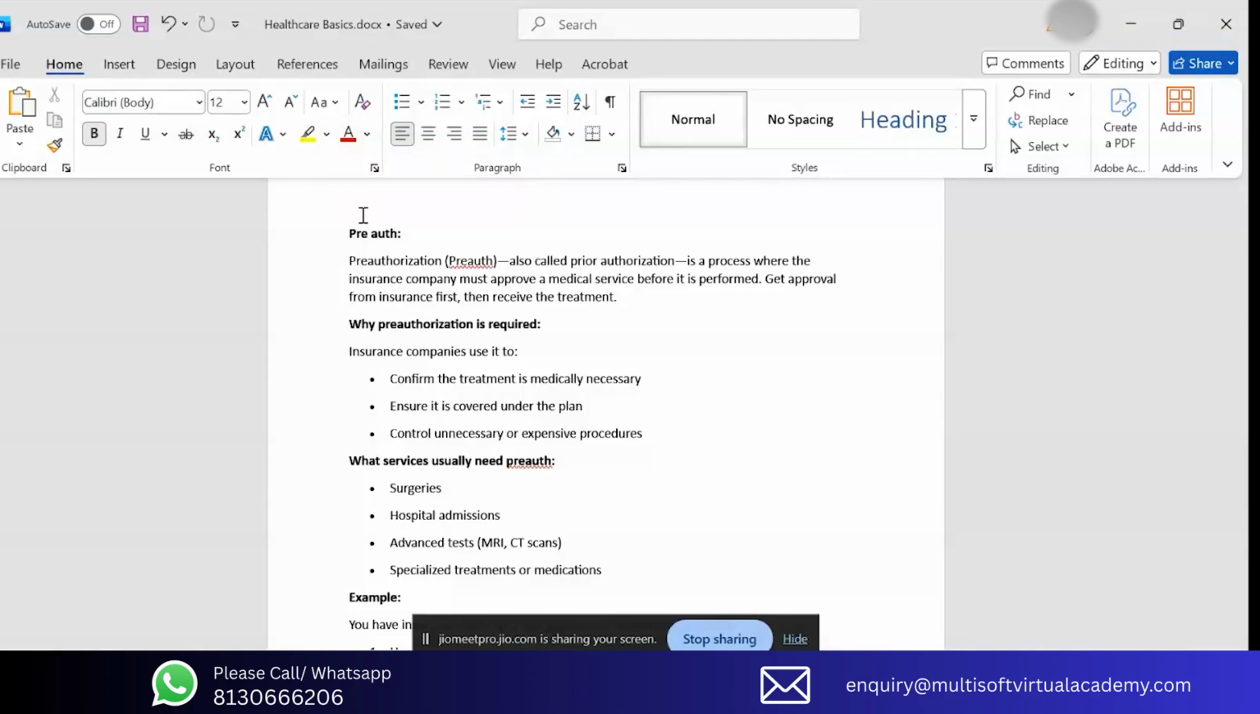get the dates, and get the appointment fixed for your surgery. These are the things you need to do before any services are taken, and these are all called pre-authorization. Whether pre-authorization is required or not, you need to check first. It is like, yes, get approval from insurance first, then receive the treatment.